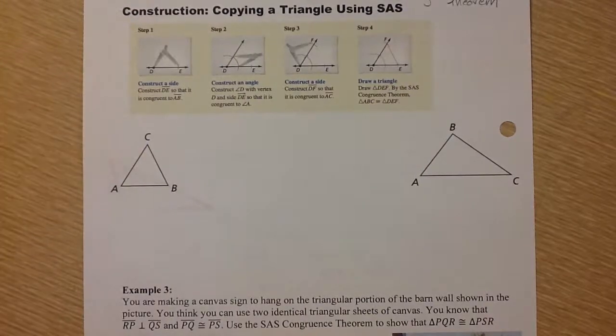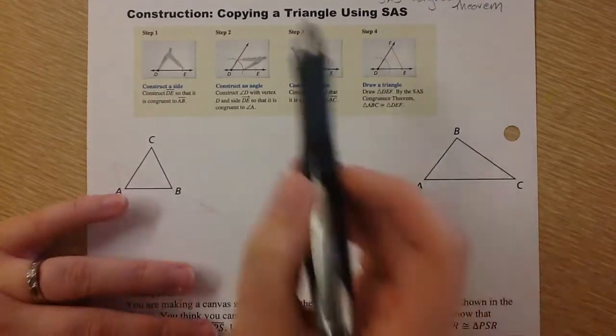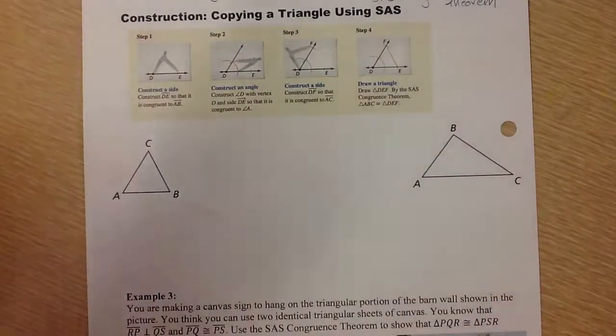All right, 5.3, part 2. We basically just have the construction left to finish, and then we'll discuss one more example. So today we're going to be learning how to copy a triangle, basically create two congruent triangles, and to do that we're going to use the side-angle-side theorem.